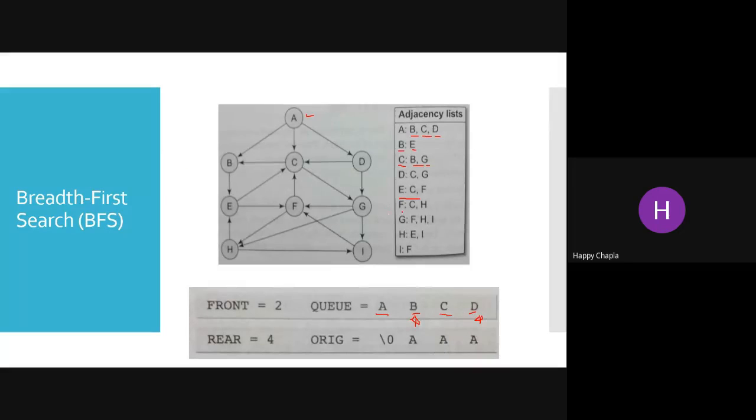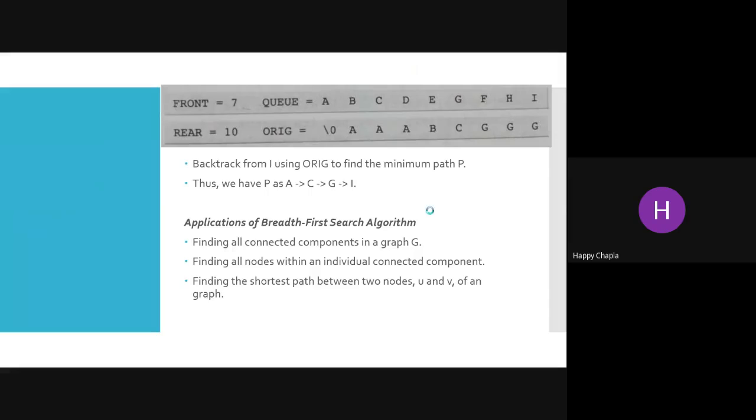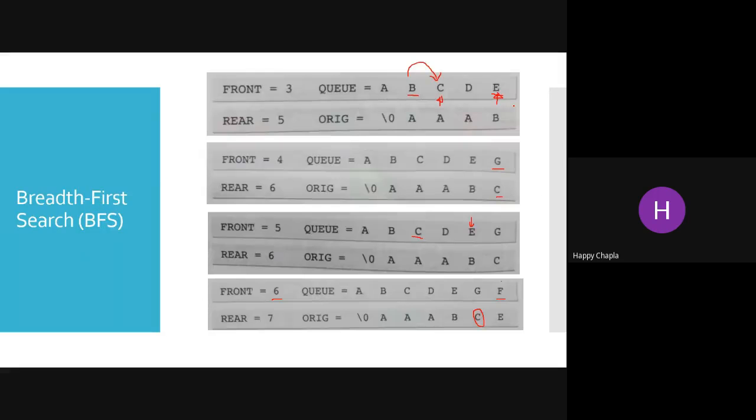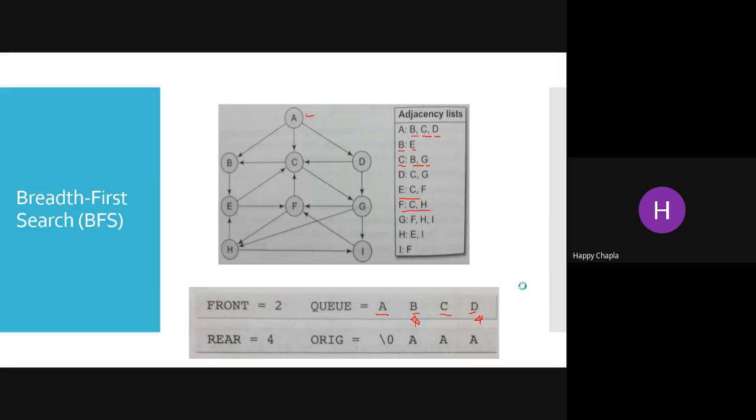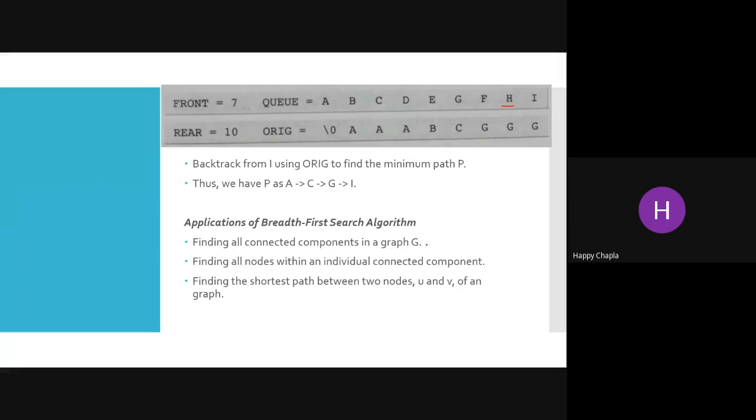So what are the adjacency nodes of F? C and H. C we had discussed, now it's time to take the H. Now my front is equal to the next node, that is H. So what is the adjacency list of my H? E and I. So we must include that.